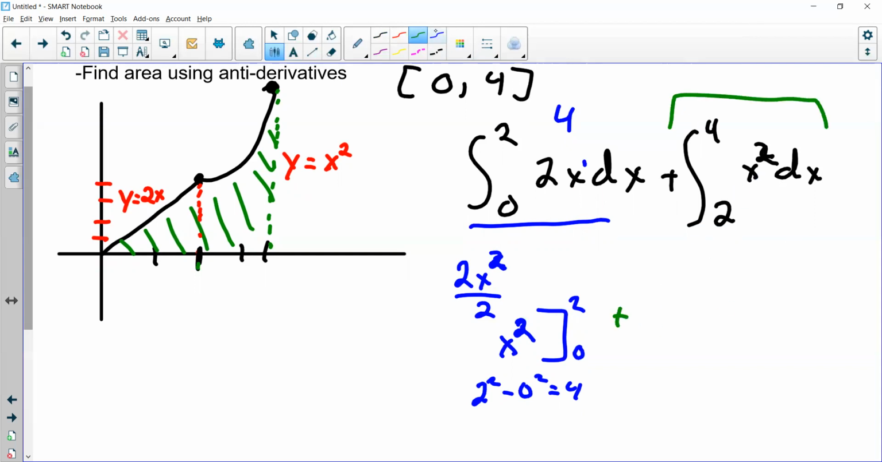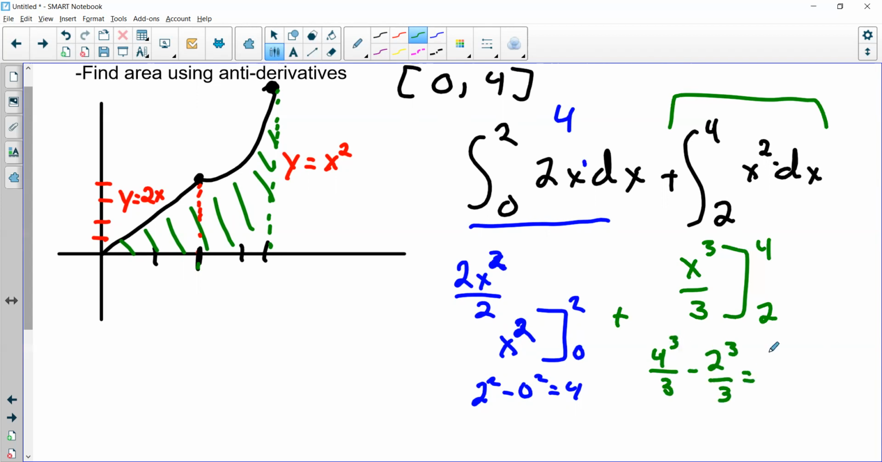This will be a little bit more involved. This was x to the second. So I've got to up the power now, so that's x to the third. So this is x to the third over 3 from 2 to 4. So 4 to the third power over 3 minus 2 to the third power over 3. 4 to the third power is 4, 16, 64. 4 cubed times 1/3. You can do it like that too. Minus 2 cubed is 8, over 3.